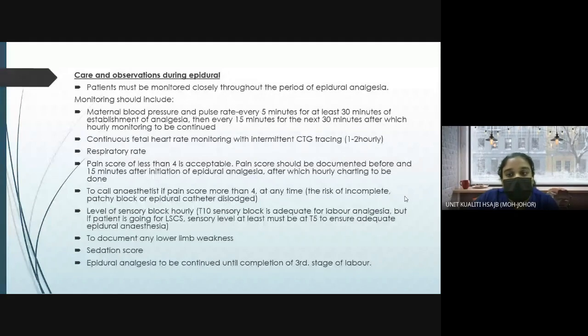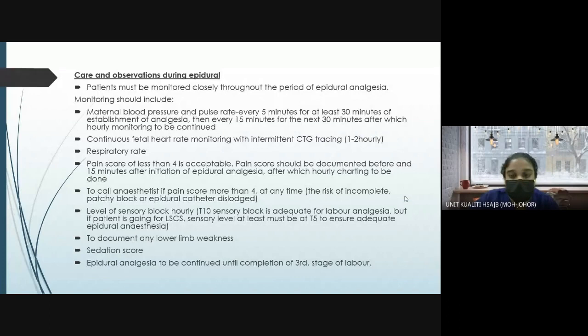Pain score should be documented before and 15 minutes after initiation of epidural anesthesia, after which hourly charting should be done. If the pain score is more than 4, we should call the anesthetist in case there's a risk of incomplete patchy block or epidural catheter dislodgement. The level of sensory block should be assessed hourly. T10 sensory block is adequate. If the patient is going for LSCS, then the sensory level should be at least at T5 to ensure adequate epidural anesthesia. Document any lower limb weakness and sedation score, and epidural analgesia is to be continued until completion of the third stage of labor.